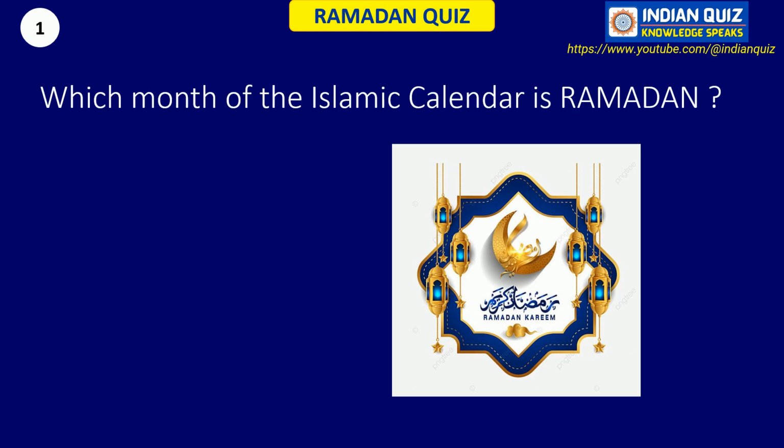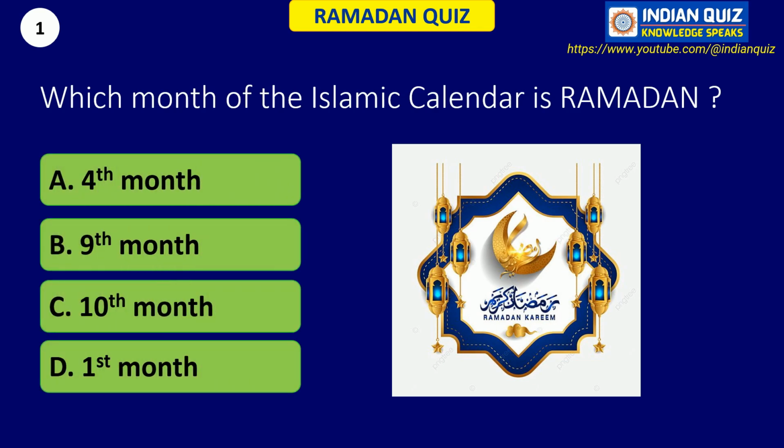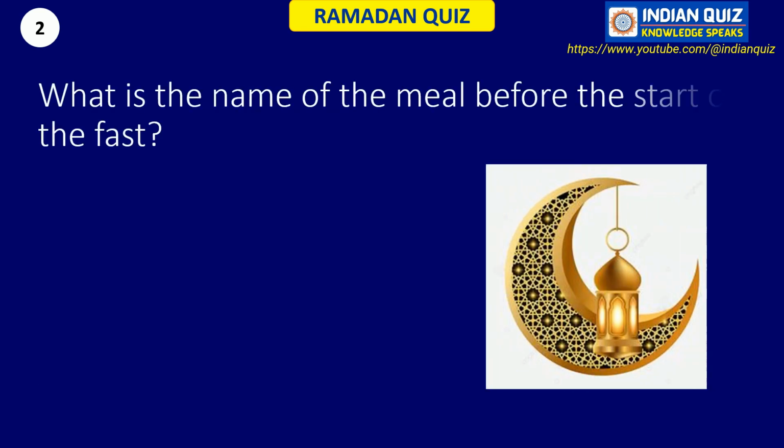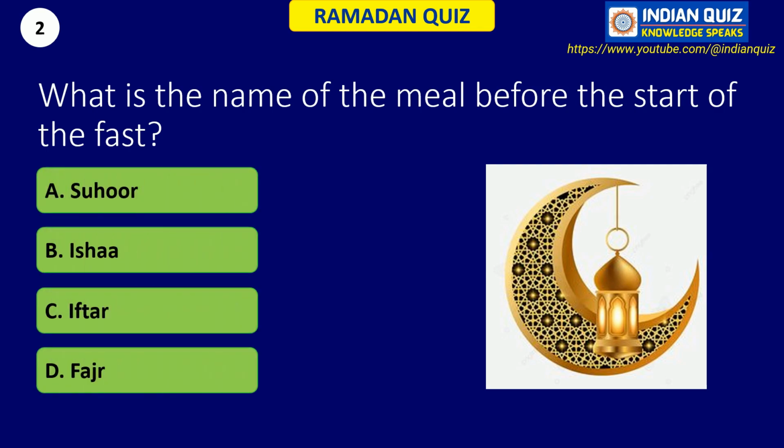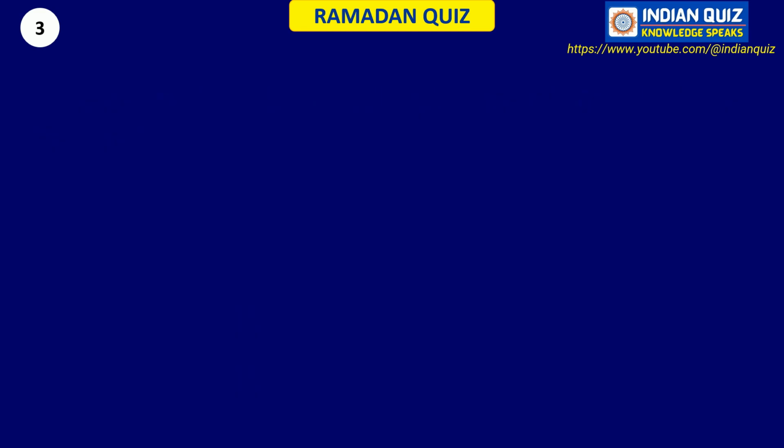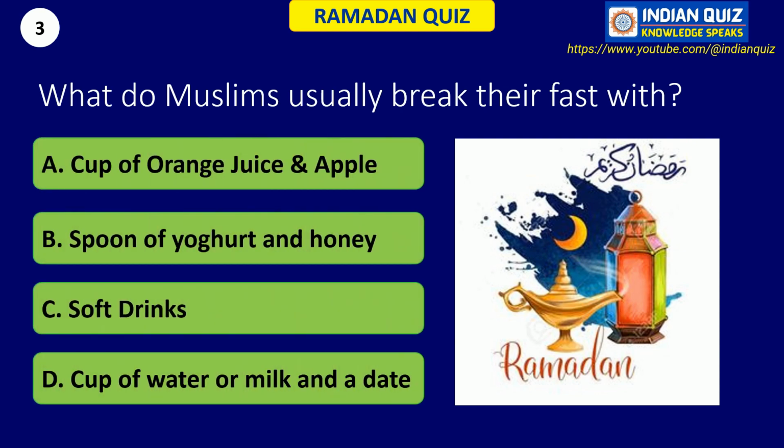Which month of the Islamic calendar is Ramadan? Ninth month. What is the name of the meal before the start of the fast? Suhoor. What do Muslims usually break their fast with? Cup of water or milk and a date.